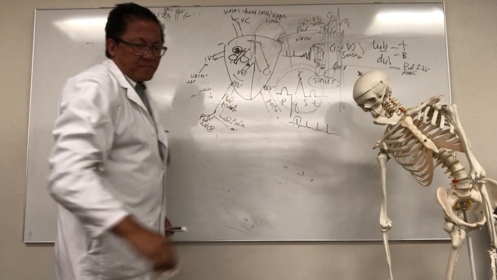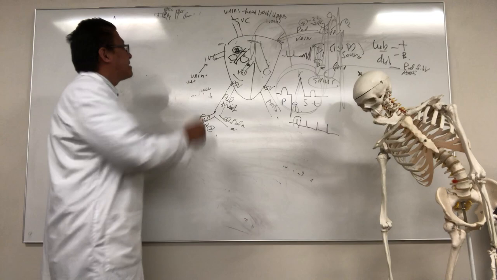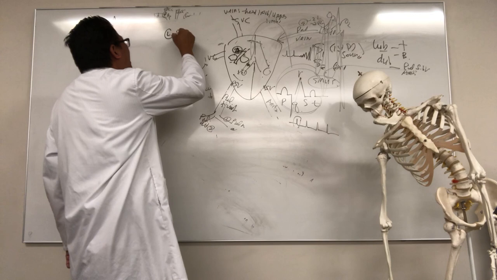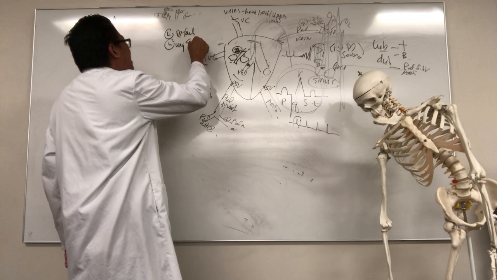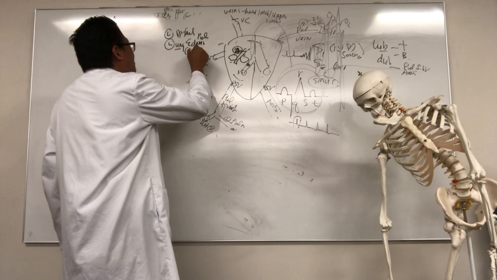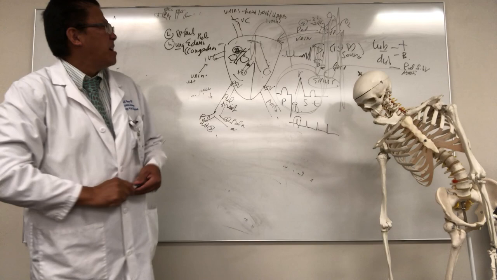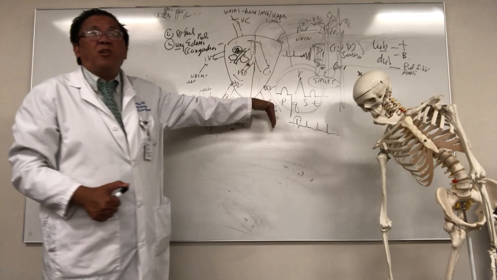Okay, one thing to remember, if the left side is failing, what is the first letter of left? L. Left heart failure, the answer would be lung edema, or pulmonary edema, which is lung. What's another word for edema? Congestion. Now there are two types of failure: backward failure, going back to the lungs, or forward failure to the aorta.